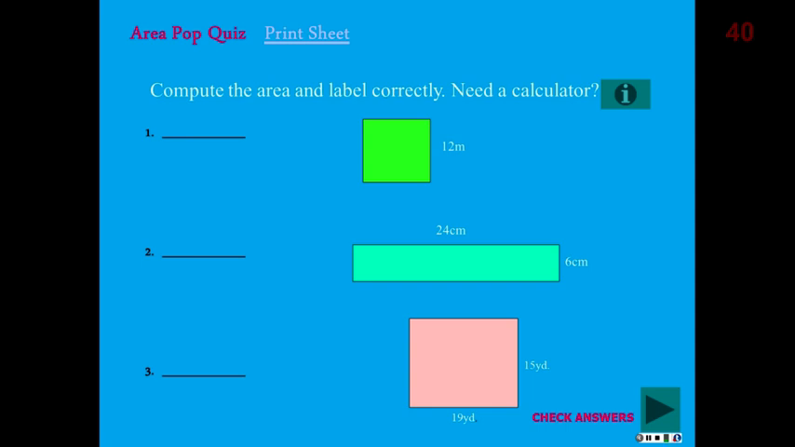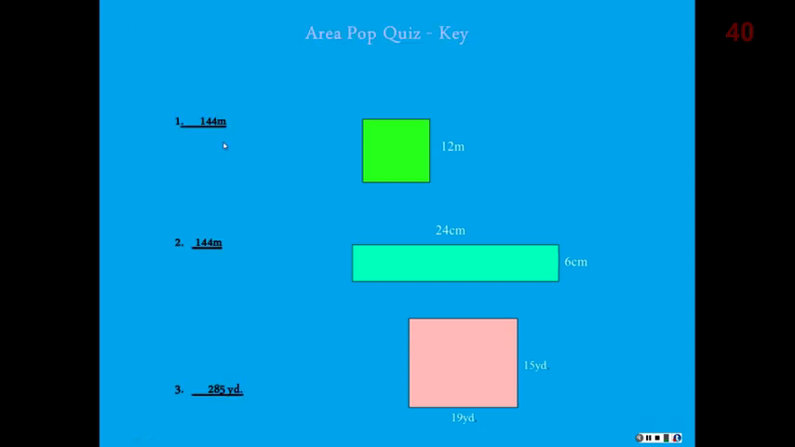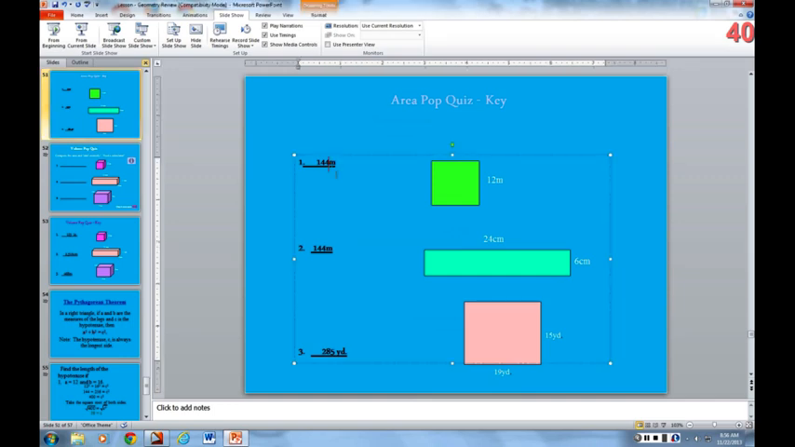Is that when you multiply 15 times 19? Okay, so let's do that. So the first one we took 12 times 12 and got 144. We should have meters squared there. I got to fix that. That should be square meters. This should be 144 square centimeters. It looks like I didn't change that. I must have been typing too fast. That bugs me, not having the right unit there. And then the last one would be square yards.